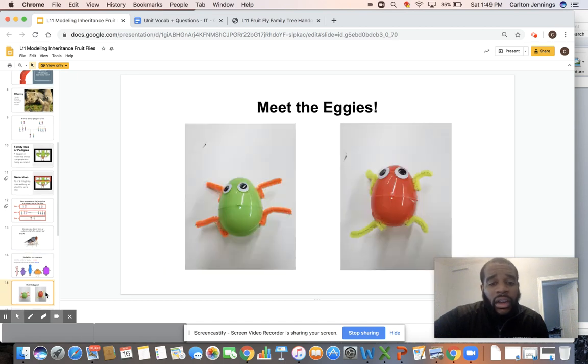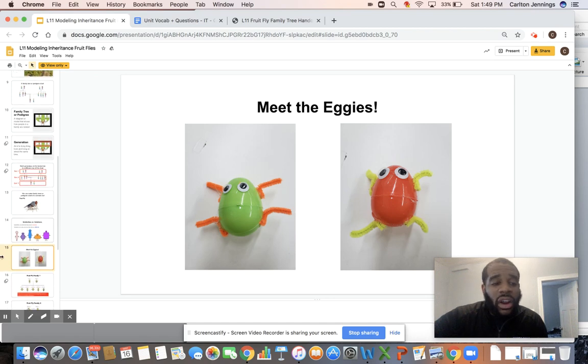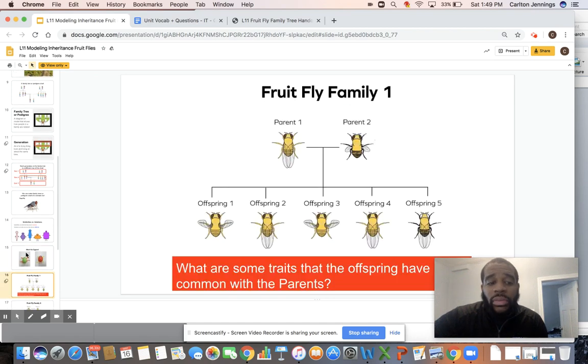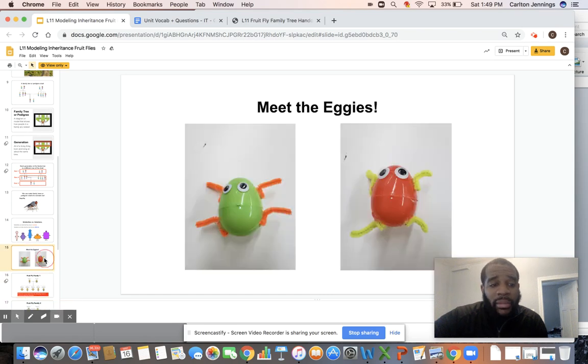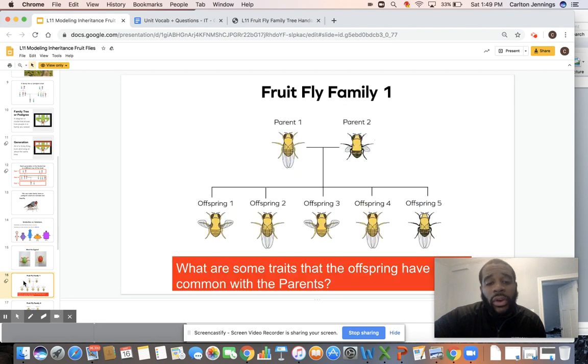So these are the eggies. Meet the eggies. This is mom, this is dad, and these are the eggies. We're going to be using these eggies to make a fruit fly family. When we look at them, we're going to think about what we would have made in class if we were there, and then see how we can see the offspring of different things. So we have some fruit flies here.